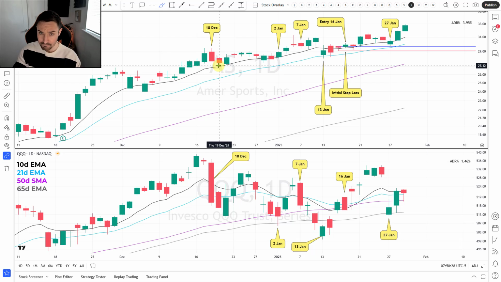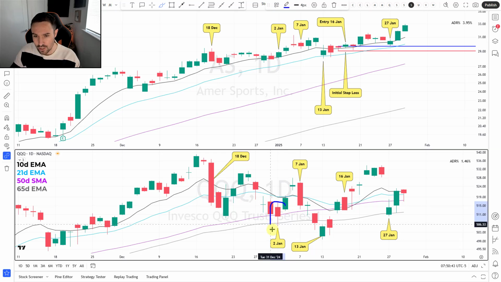Maybe it builds a kind of a VCP, a Darvas box, a cup and handle, a flag, a wedge, a pennant or something like that in the next 2 weeks, 3 weeks, 4 weeks, 6 weeks. And these are just the things to notice and go, wow, hang on a minute. The stock was really strong on the 18th of December. Let's fast forward to the 2nd of January.